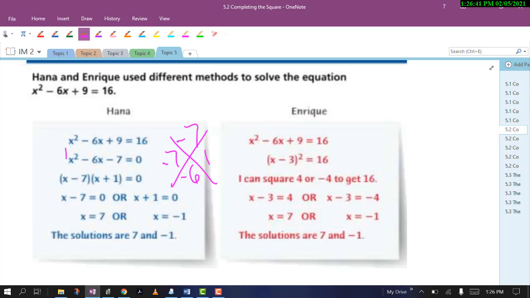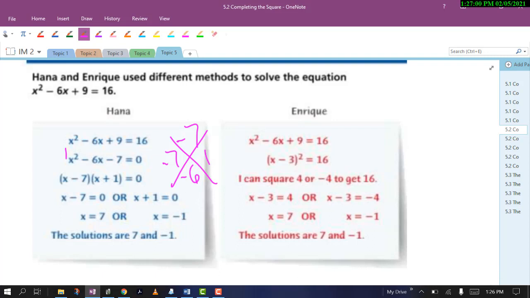Then from there, you set each one of those equal to 0, because we have something times something equals 0, so one of those somethings has to be 0. So x minus 7 equals 0, you add 7 to both sides, x equals 7. x plus 1 equals 0, subtract 1 from both sides, x equals negative 1. So we got 7 and negative 1.